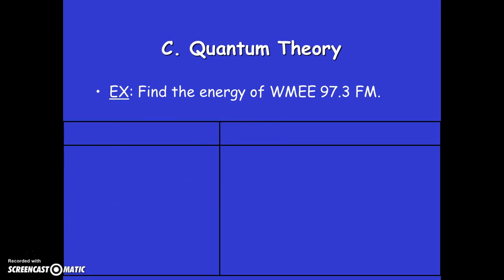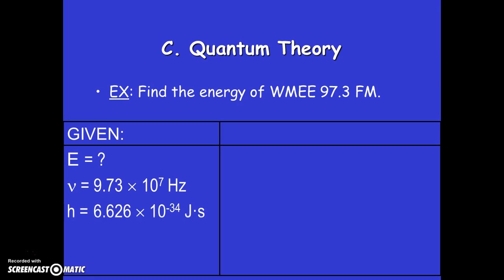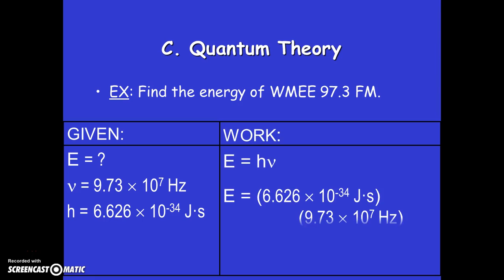If we look at a more practical example, find the energy of a wave coming from WMEE, which has a frequency of 97.3 megahertz. So in this case, we need to convert that to hertz. We need to multiply by 1,000,000 hertz to get 9.73 times 10 to the 7th hertz. And we're simply, again, going to multiply this by Planck's constant. So we're going to line those up. Planck's constant times the frequency of WMEE. And we're going to end up with an energy of 6.44 times 10 to the minus 26th joules.